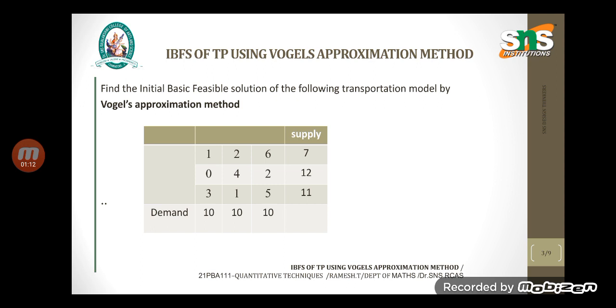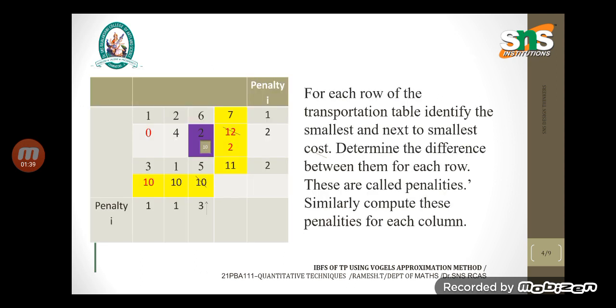Now we have one problem for this. Find the initial basic feasible solution of the following transportation model by Vogel's Approximation Method. So here the supplies and demands are given, and the unit cost is also there. The total supply is 7 plus 12 plus 11, that is 30, and the total demand is also 30. Therefore the given transportation problem is balanced. So if it is so, a feasible solution exists here.